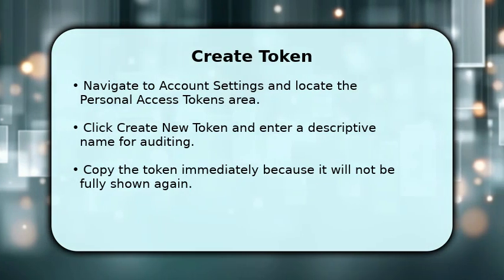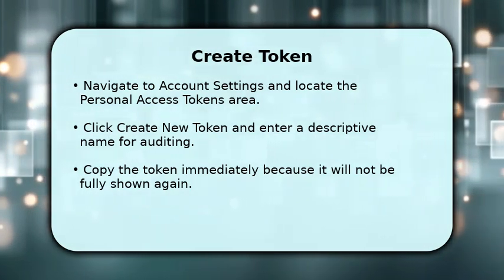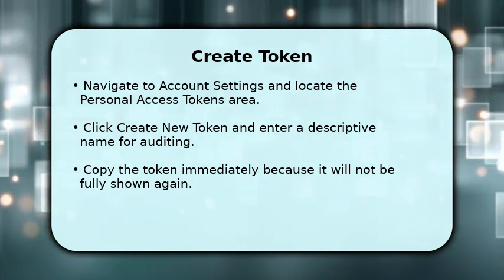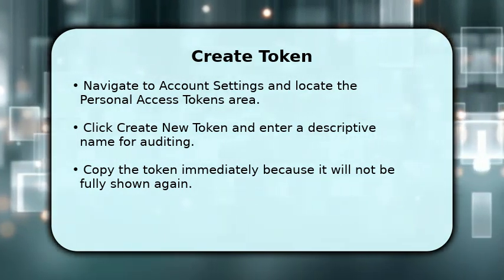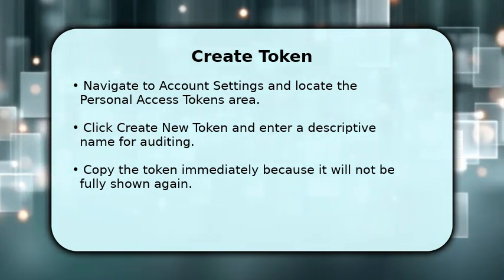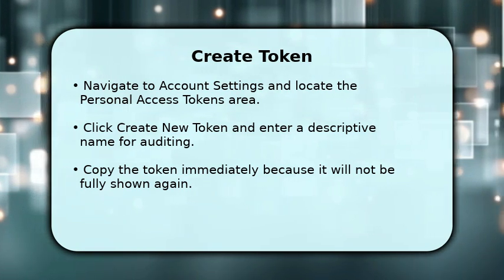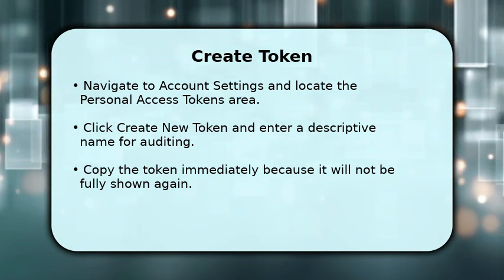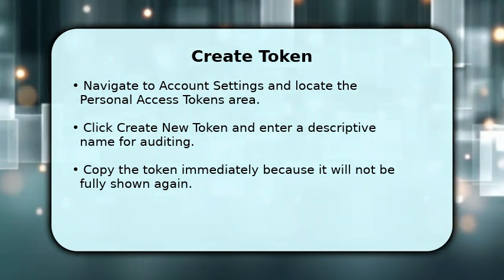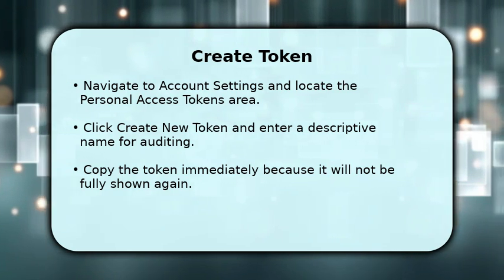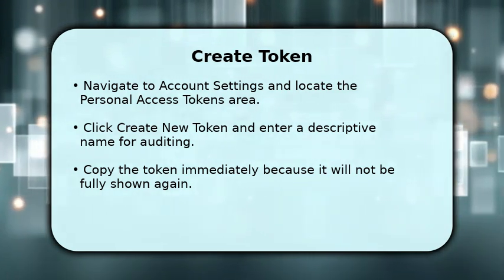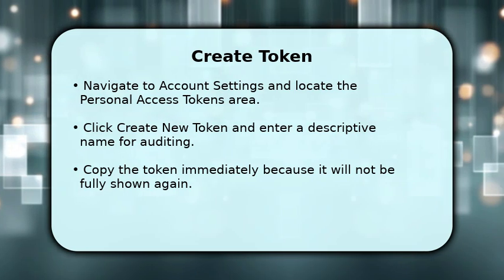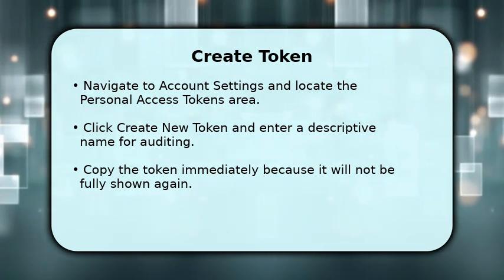When creating a token, choose a descriptive name that captures its purpose so you can audit usage later. Select only the scopes you need to limit exposure and follow the principle of least privilege. Copy the token immediately since Figma will not reveal it again, and paste it into a secure password manager or secret store. Confirm the token works by making a simple API request to fetch your file list or profile data.